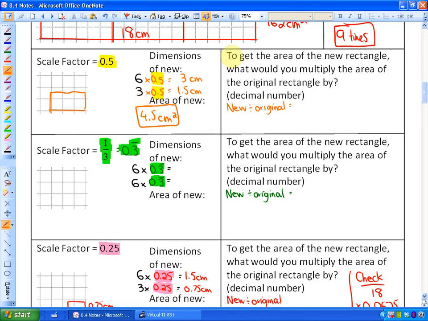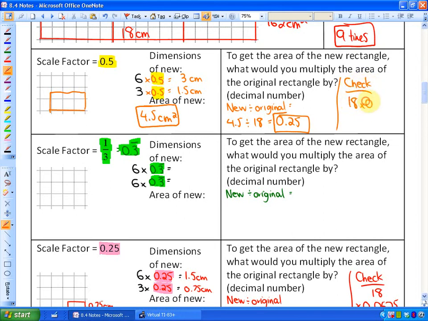So the question is, to get the area of the new rectangle, what would you multiply the area of the original rectangle by? Same type of question, except it's going to be a decimal number because it's getting a smaller area. So if we do 4.5 divided by 18, you are going to get 0.25. That's what you would multiply the area of the original by to get the area of the new, or you could always check that.